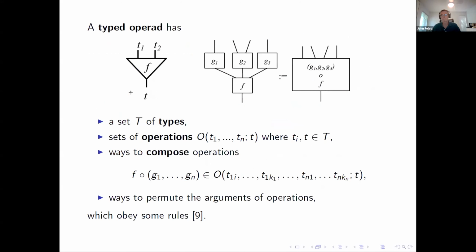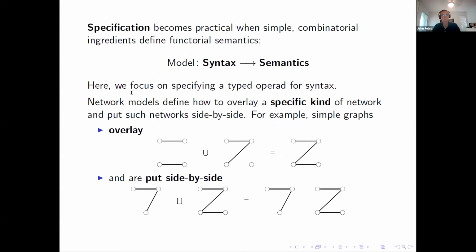And so just as we saw before, a typed operad has these types, operations that are composed, and some ways of making permutations of arguments coherent. But really the point here is just that as long as you have many in and one out, it's a very natural thing that comes up in lots of contexts, as we saw in the last talk in the context of dynamics.